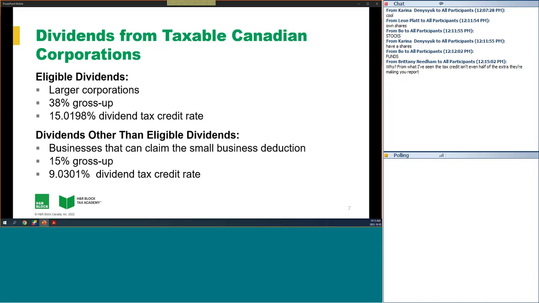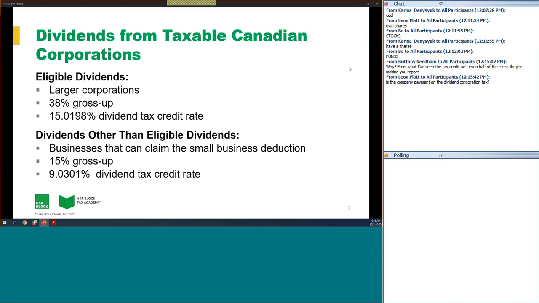Brittany says, from what you've seen, the tax credit isn't even half of the extra they're making you report. It really is a very complicated way. You have to know a lot of details about corporate tax returns. They have different types of tax, and then credits go in different ways. So all you're going to know is that corporate tax is very complicated, and when you take money out of the corporation in the form of a dividend, this is how we deal with it. It does, when you know all the little intricate details and pieces, work out to functionally the same amount of tax that should be paid.